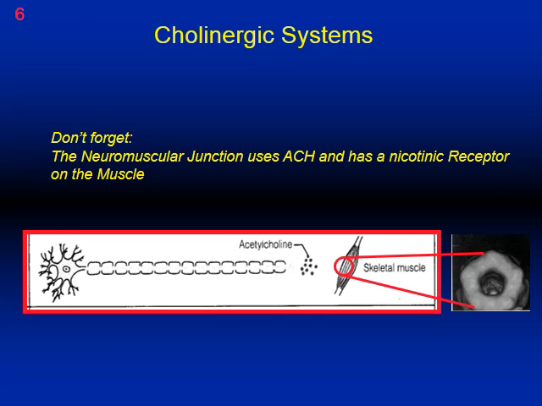Okay, so again, if we're looking at the neuromuscular junction, right here we've got that one fiber leaving the CNS, forming a synapse here on the skeletal muscle end plate, releasing acetylcholine binding to those nicotinic receptors and a fast contraction.